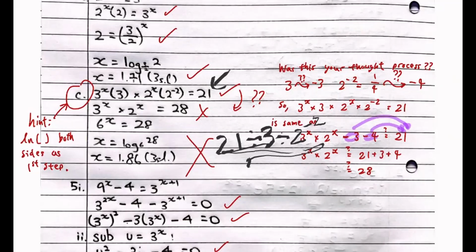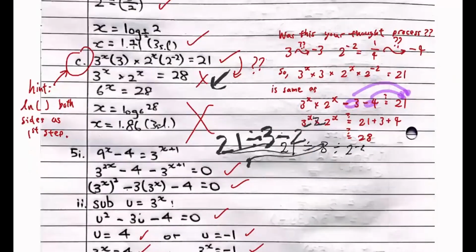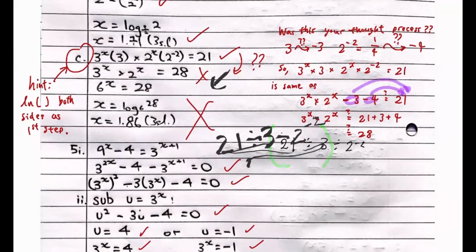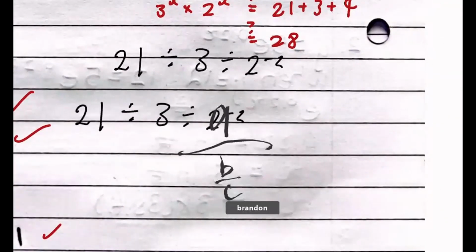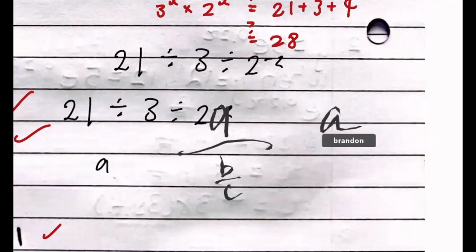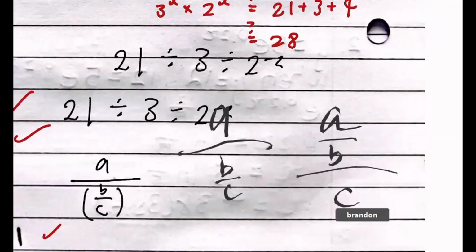Oh, by the way, I strongly do not recommend you to use the divide symbol, because divide can be a bit confusing. When you say 21 divided by 3 divided by 2 power negative 2, do you mean the brackets are over here, or do you mean the brackets are over here? Do you get what I'm saying? Let me show you. A divided by B over C versus A divided by B, divided by C. There are different ideas, right?